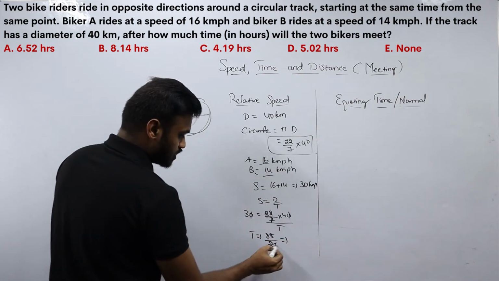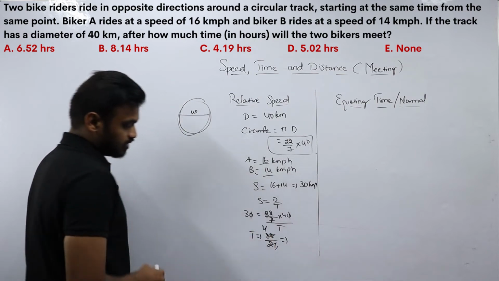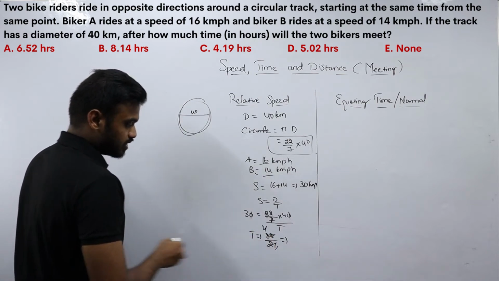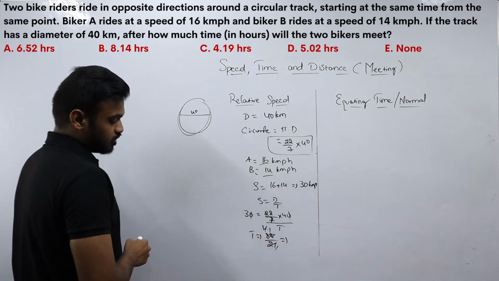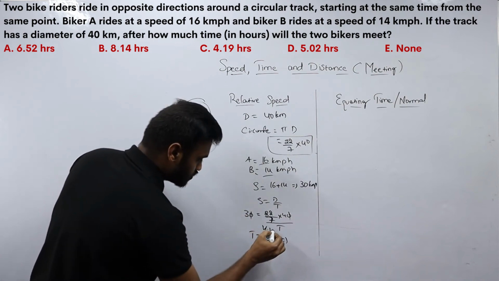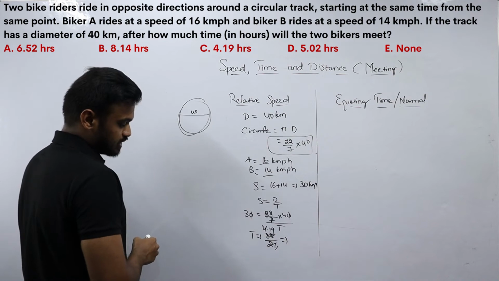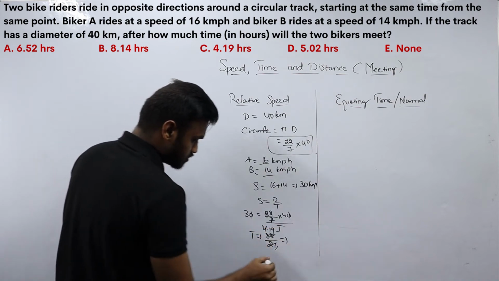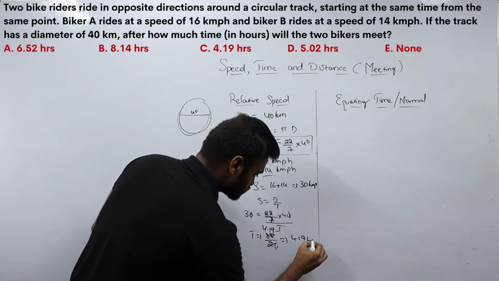So we will get 21 into 4 will be 84, and there will be 4 remaining, then 40, and then 19 and 190. 21 into 9 is 189. So we will get approximately 4.19 hours.